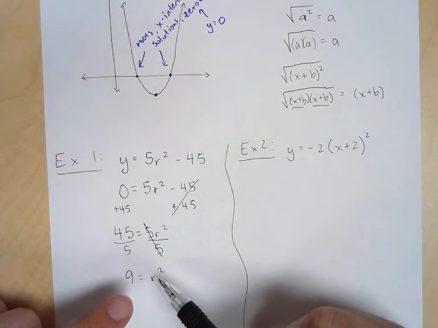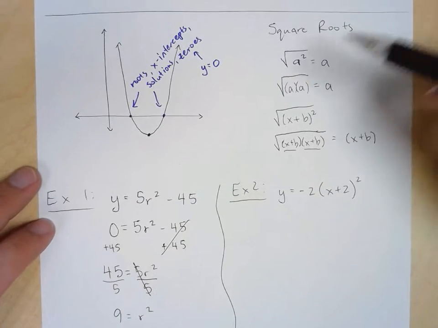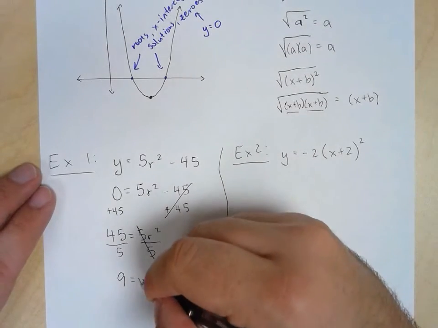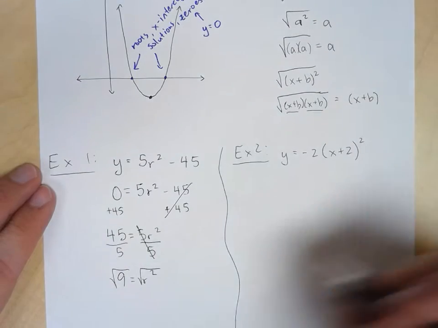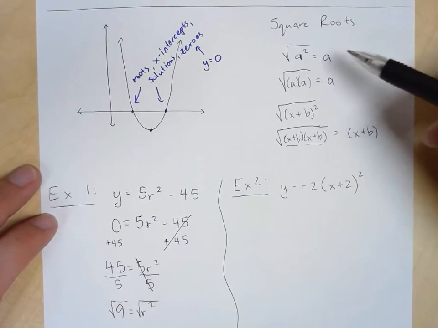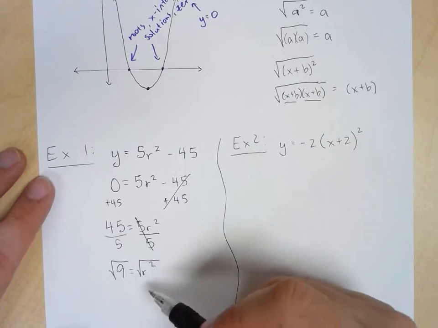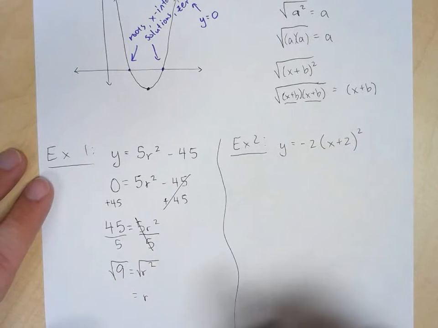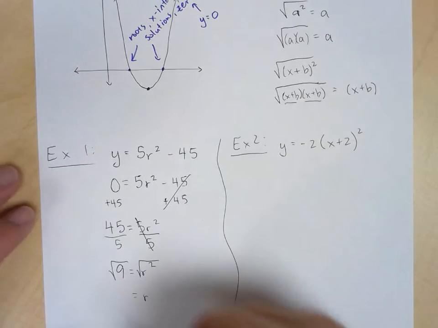So we're looking to get rid of this squared, and we do that by taking the square root. So let's take the square root of both sides. The square root of r squared, just like the square root of a squared, is a. The square root of r squared is r. And the square root of 9 is 2 different numbers.